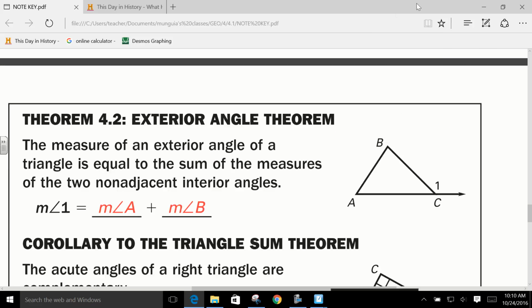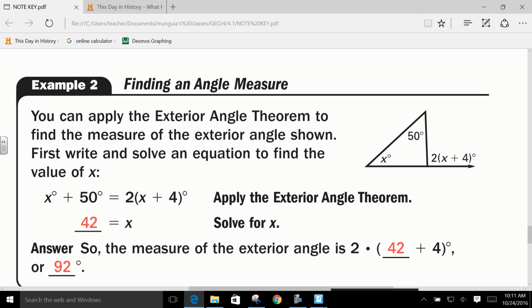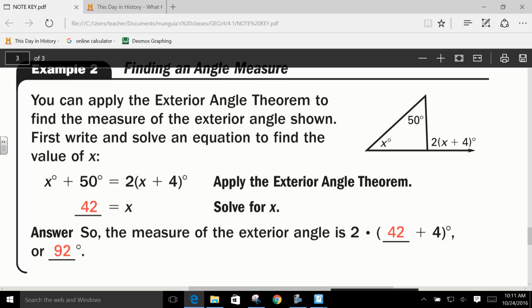I'm going to copy down the exterior angle theorem. The measure of an exterior angle of a triangle is equal to the sum of the measures of the two non-adjacent interior angles. So this has to do with an exterior angle now to a triangle. It's equal to the two angles inside the triangle that are not adjacent to it. Go ahead and fill in example 2. Again, don't worry about the corollary here. That's not needed.